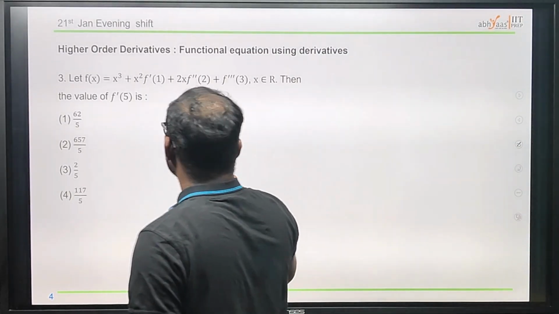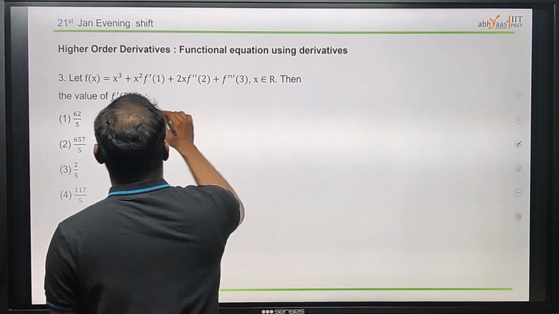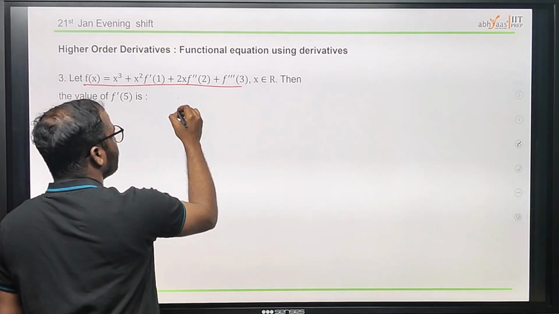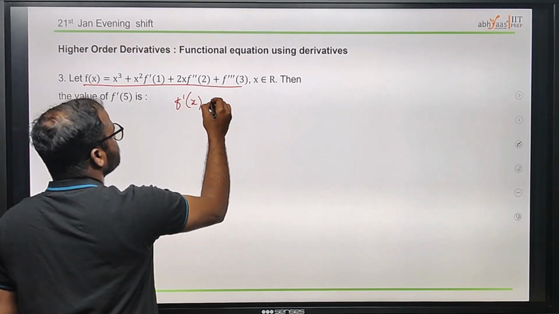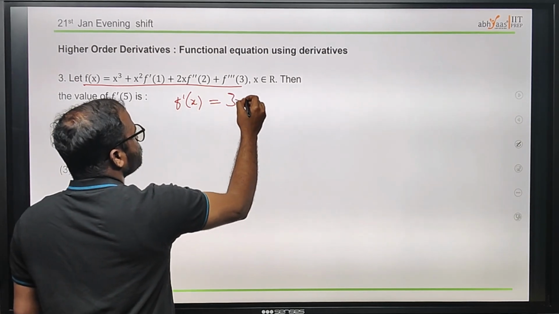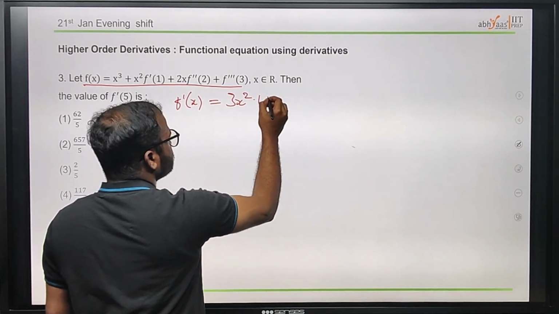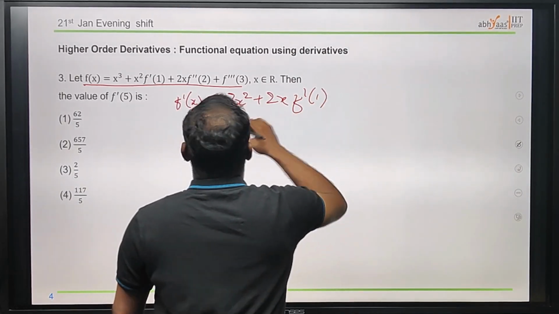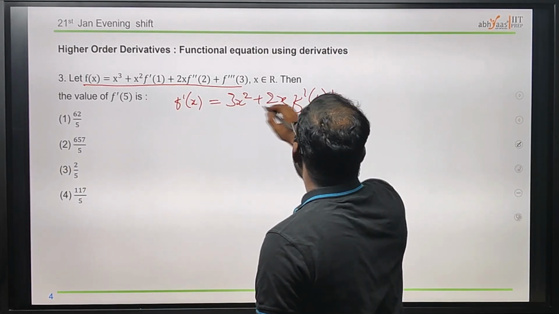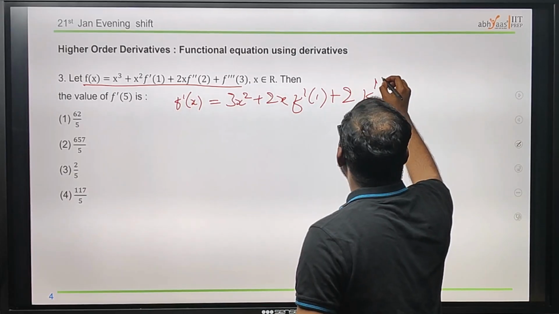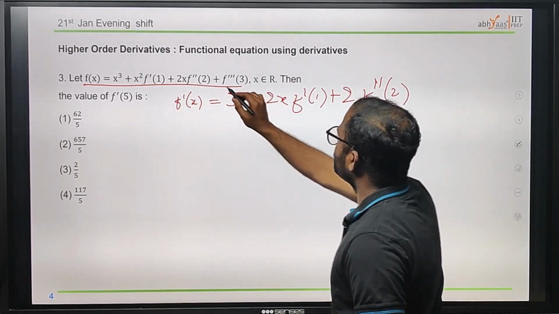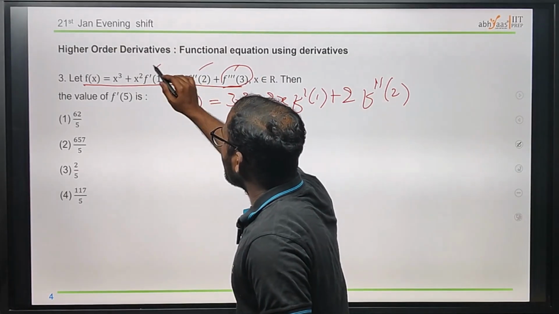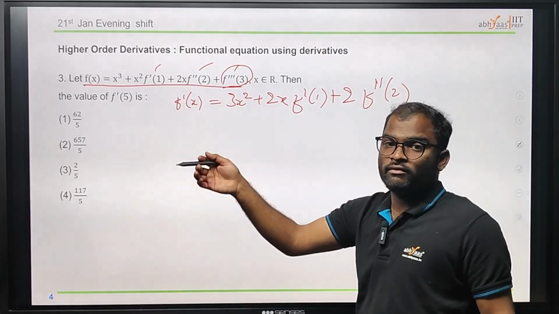If you observe, this question is easy. First, just do the derivative of the given expression, which will have f dash of x equal to 3x square plus 2x f dash of 1 plus 2 f double dash of 2. Observe that all these are constants, since we have already taken the derivative and the value.